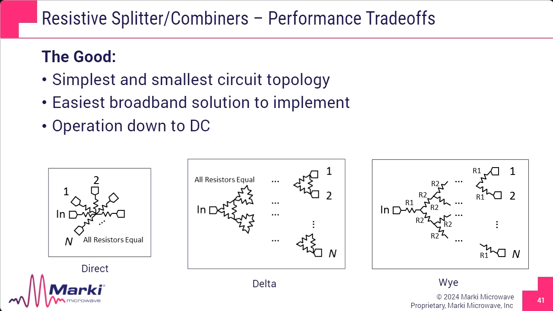Very importantly, this operates down to DC, something that we will see the Wilkinson is unable to do. So if you need DC operation, a resistive divider is not a bad choice. And they do offer outstanding balance, assuming you can lay out and assemble the divider properly.